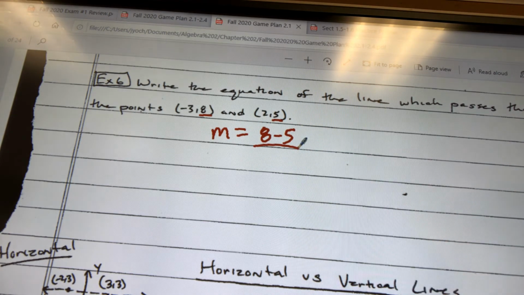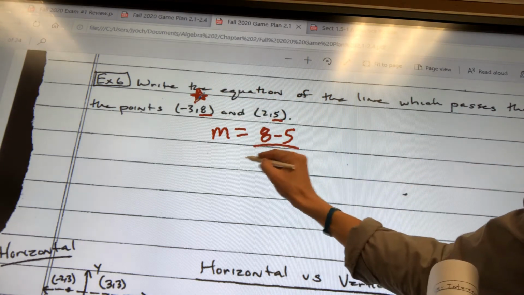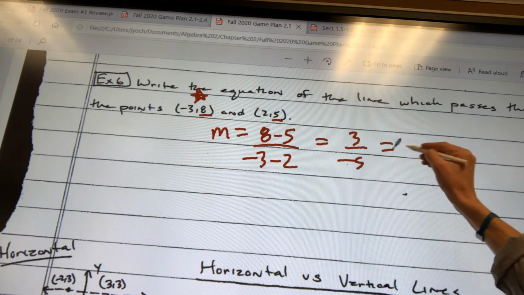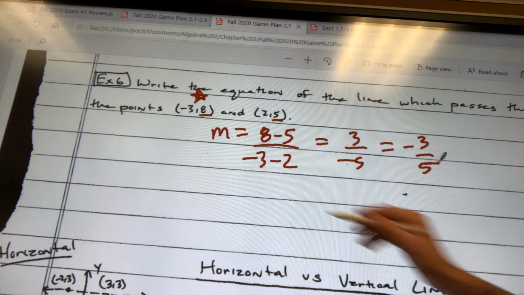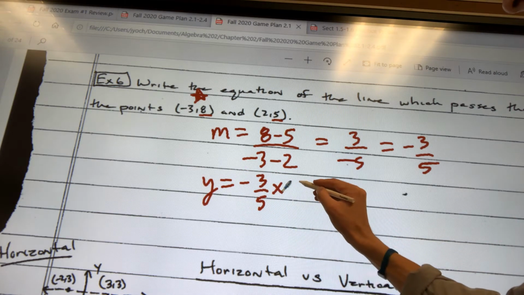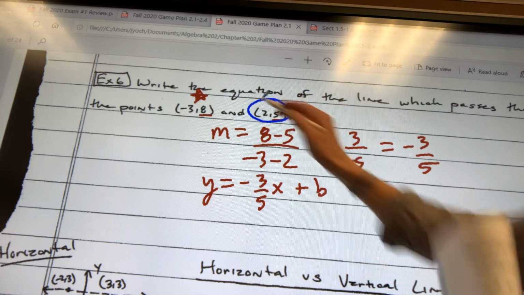I always do the bigger y minus the smaller y. So because I started there, it's going to then be -3 minus 2. So this is 3 over -5, -3/5. So y equals -3/5 x plus b. Therefore, I'm going to plug in 2, 5.